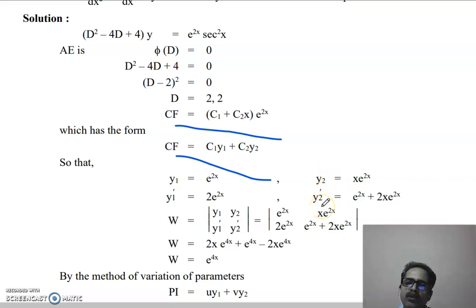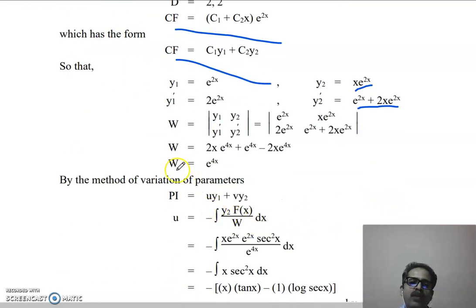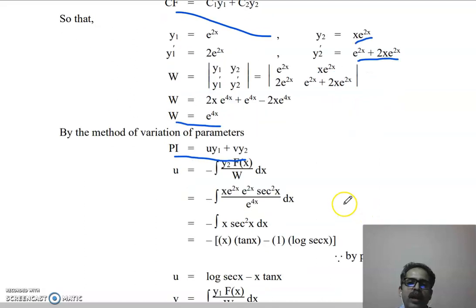While obtaining y2 dash, we have to apply the product rule. Why? Because the value of y2 contains a product of a function of x into e raised to 2x. So while obtaining y2 dash, you need the product formula of derivative. Then this is W. Put all the four values, simplify, and you can get the value of W. By the method of variation of parameter, PI is given by this formula, fine. And u, y1, y2 are known here above. We have to obtain the values of u and v.